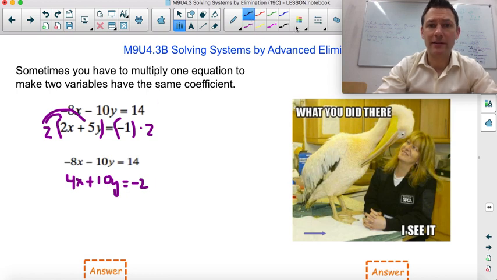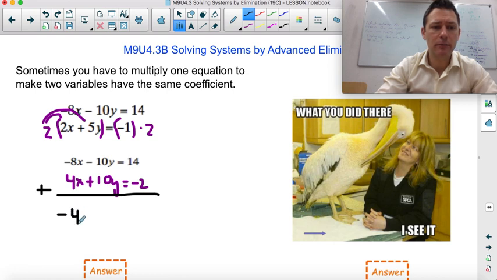Cool, nice. Now we have this. Those are both 10s. One's positive, one's negative. The actual sign doesn't matter too much. It just changes do we add them or subtract them. I want to add these together so they eliminate. So then we'll add these as well. So -8 plus 4x gives you -4x. -10y plus 10y gives you 0y. And 14 plus -2 gives you -12. And so you should get x is 3.